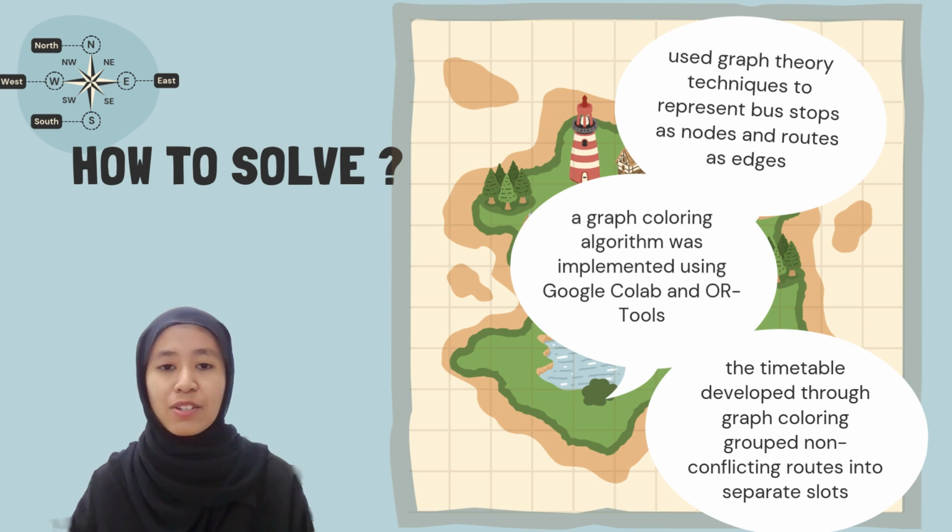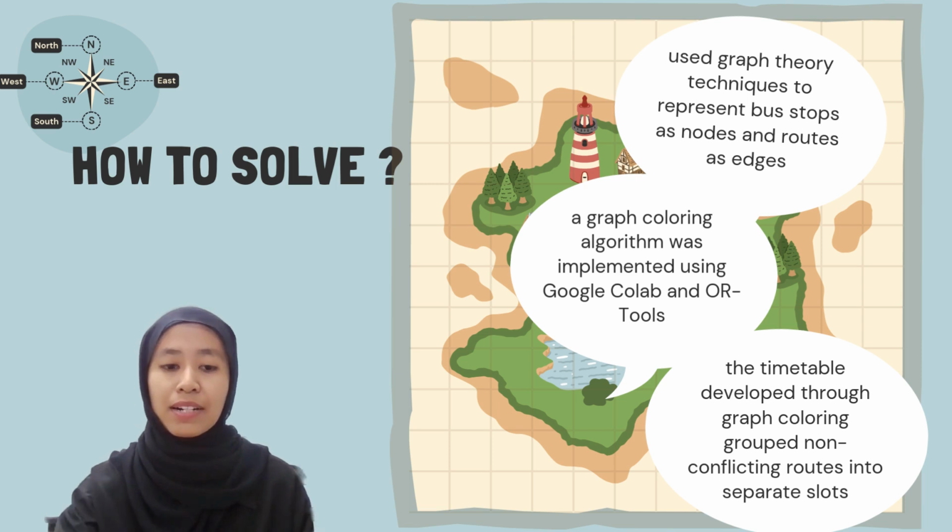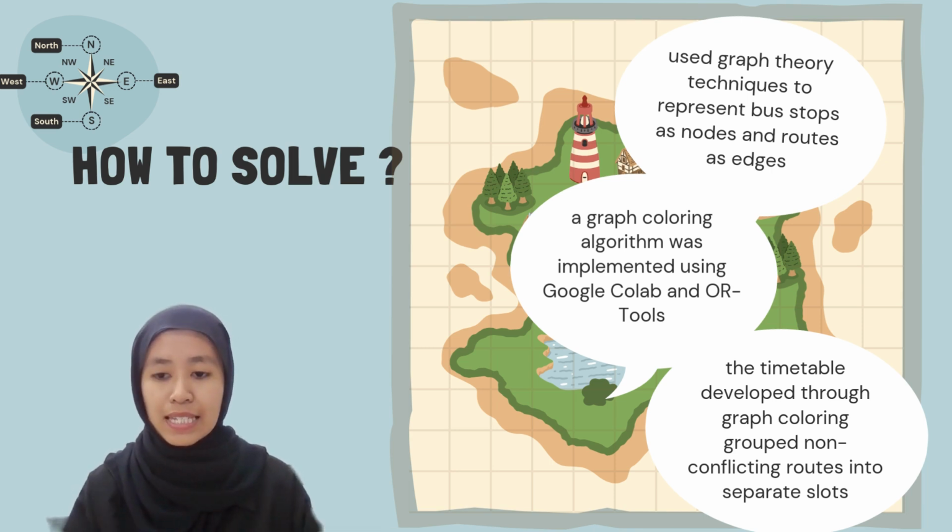Next, I will explain the solutions for the three objectives in our project. For the first objective, which was to identify and analyze route conflicts among Rapid KL bus routes in the Sungai Besi area, we applied graph theory to model the bus network. Bus stops were represented as nodes and routes were treated as edges. Using Google Colab and OR-Tools, we analyzed overlapping routes and constructed an adjacency matrix and a network graph to visualize these conflicts. This helps to identify which routes could cause scheduling issues due to shared paths or terminals.